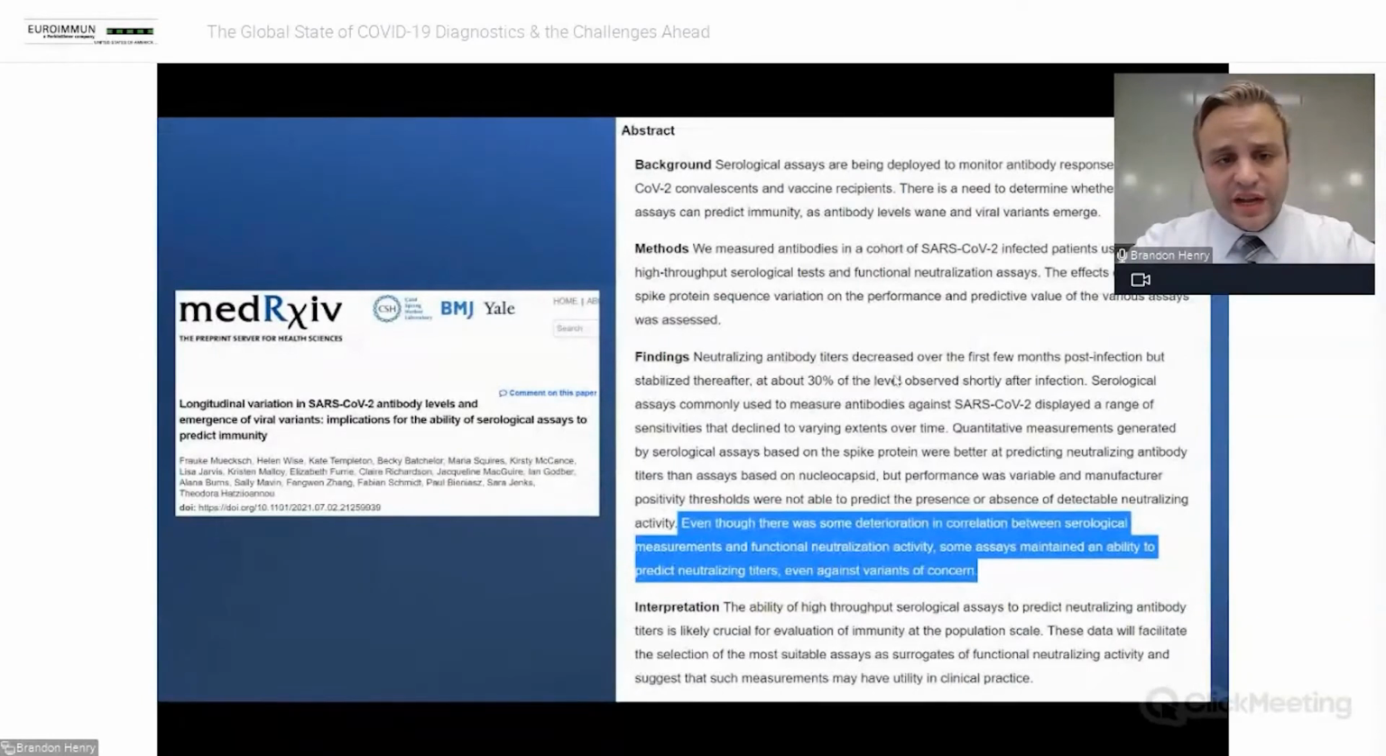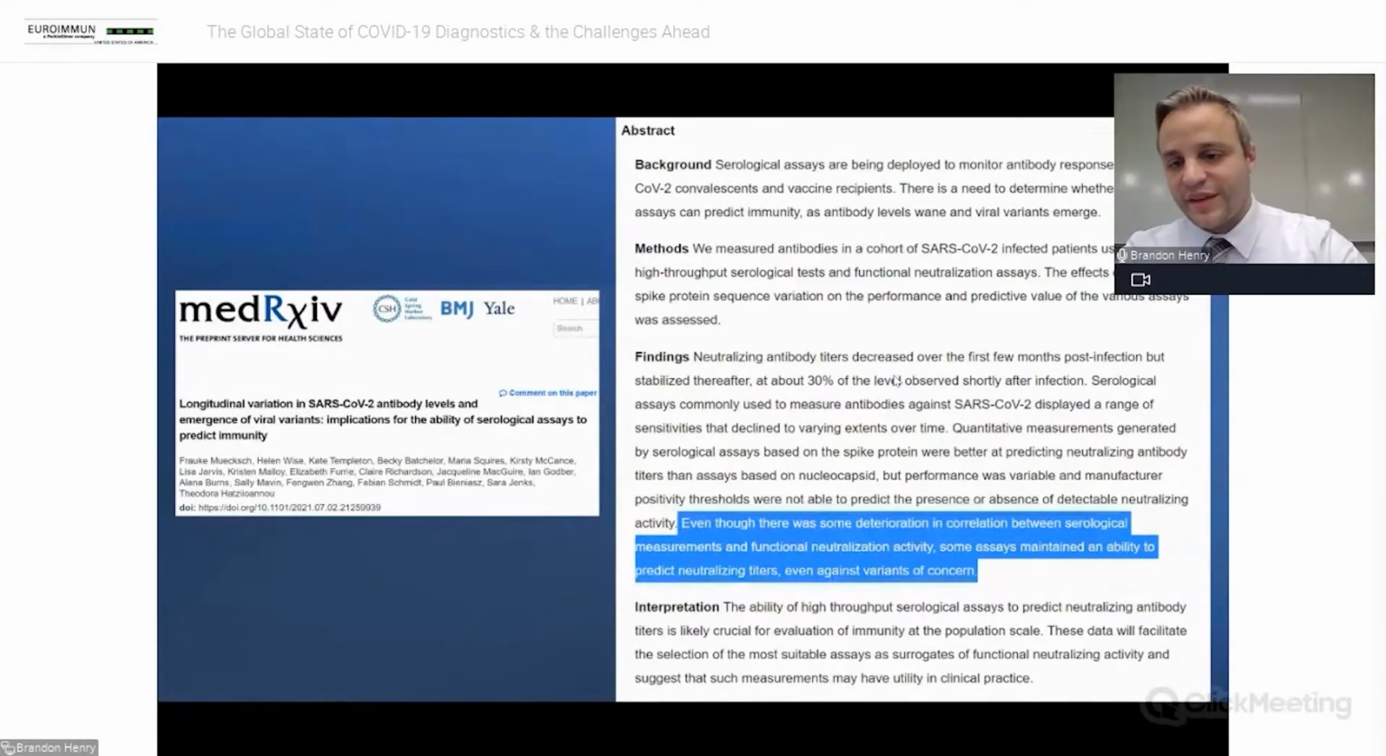There's been a few studies now looking at the impact of variants on commercial serology assays. And for the most part, this one preprint has not been peer reviewed, but it did conclude that even though there was some deterioration in correlation between serological measurements and functional neutralization activity, some assays maintain the ability to predict neutralizing titers even against variants of concern. So I think when it comes to predicting neutralizing capacity, it's a little bit trickier. Where I do think that when it comes to just detecting a prior infection, these assays probably perform very good, because the titer is less important when it just comes to identifying past exposure.